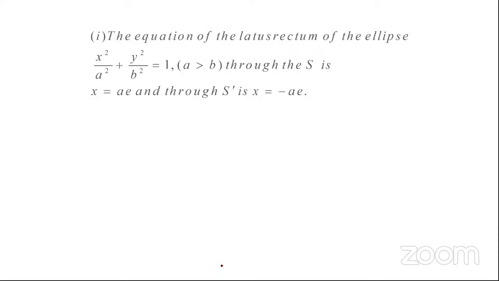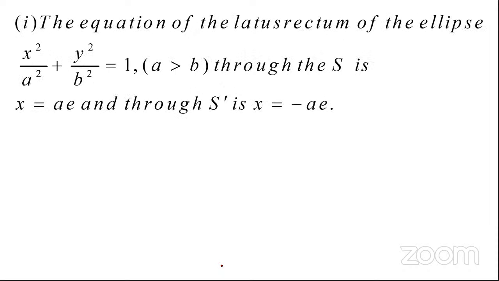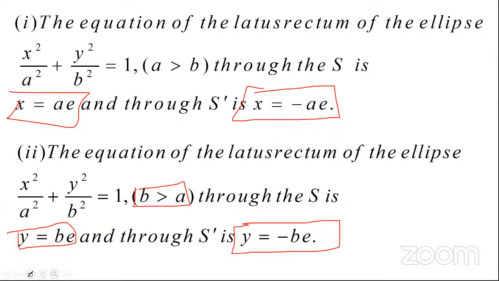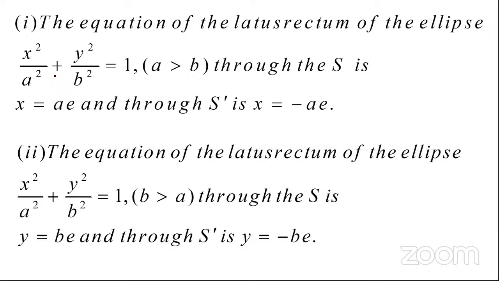Next, the equation of the latus rectum of the ellipse x square by a square plus y square by b square equal to 1, where a is greater than b: through S, x equals ae, and through S dash, x equals minus ae, as we proved previously. Similarly, if b is greater than a, then y equals be, and through S dash, y equals minus be.